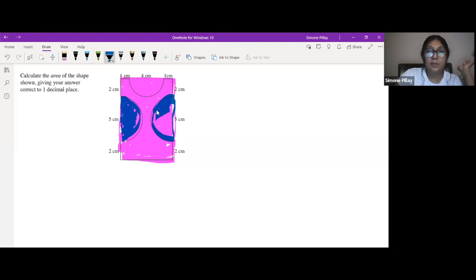And what do I notice about these two semicircles? They have the same diameter, which means the area of these semicircles is going to be the same. And then I can calculate this one and subtract. So I want to label this semicircle 1, semicircle 2, and semicircle 3.